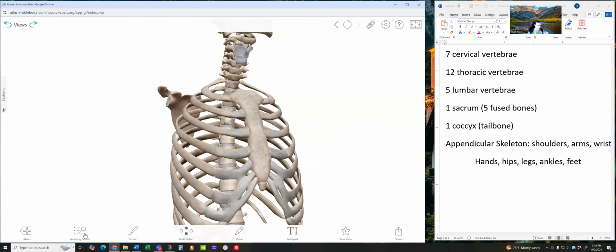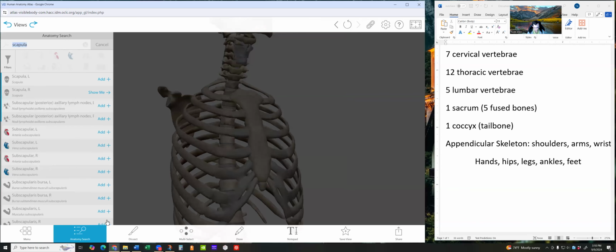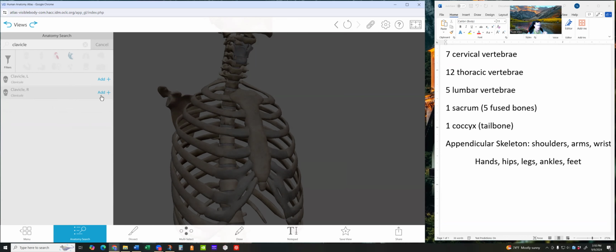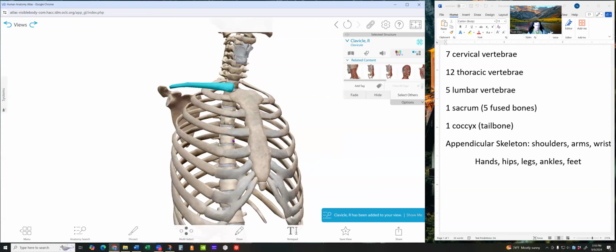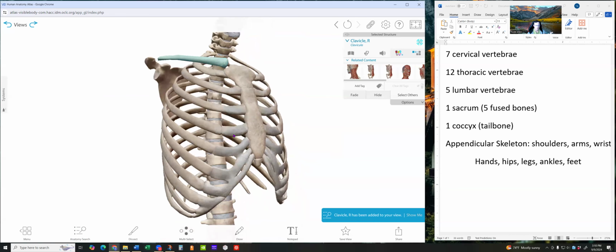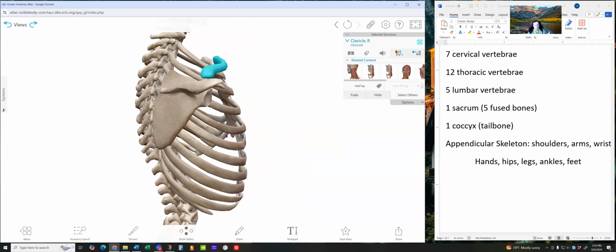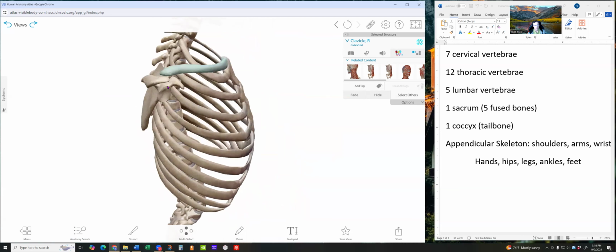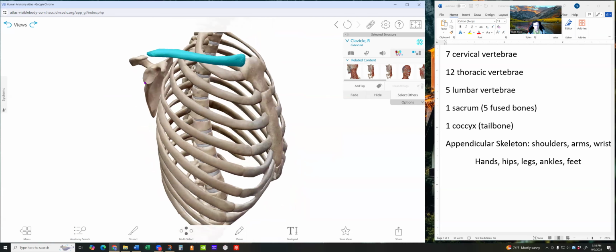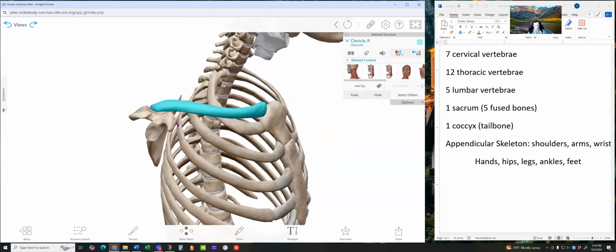Let's add the right clavicle. Right clavicle. 1, 2, 3, add. There's your right clavicle. Okay. Notice how the clavicle comes from your sternum, the top of the sternum, which is the manubrium, and comes over here towards the scapula. Okay.